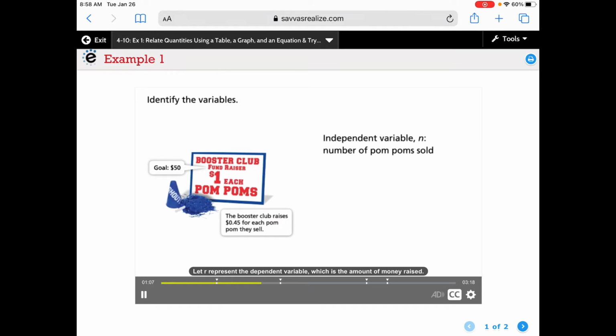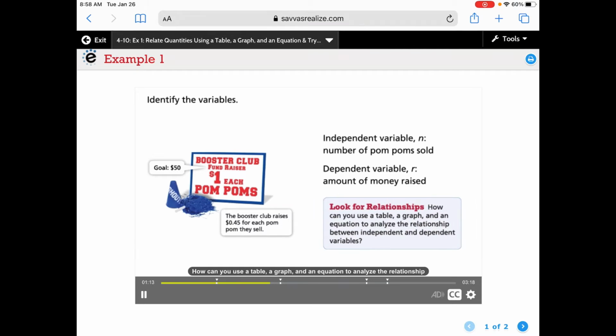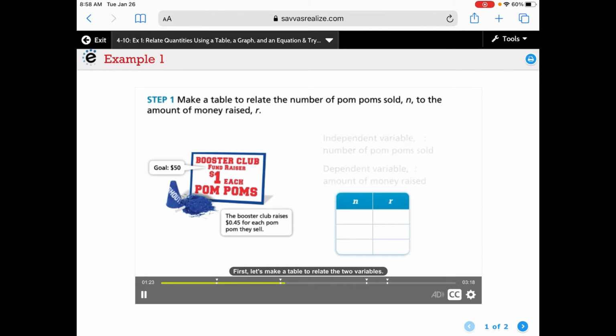Let n represent the independent variable, which is the number of pom-poms sold, because that can't change. Let r represent the dependent variable, which is the amount of money that we need to raise. Now, how can you use a table, graph, and equation to analyze the relationship between independent and dependent variables? Well, let's take a look. So we're going to make a table first. For example, if 10 poms are sold, or n equals 10, then the amount of money raised is 10 times 45 cents, which is $4.50. If n equals 50, then r equals 50 times 45 cents, that's $22.50.